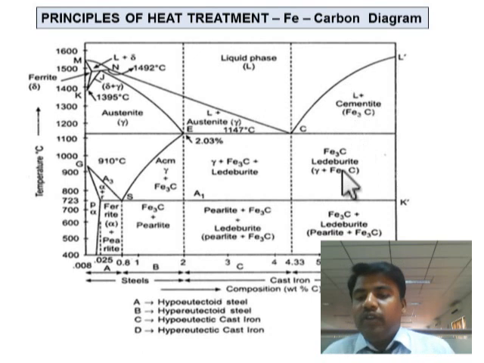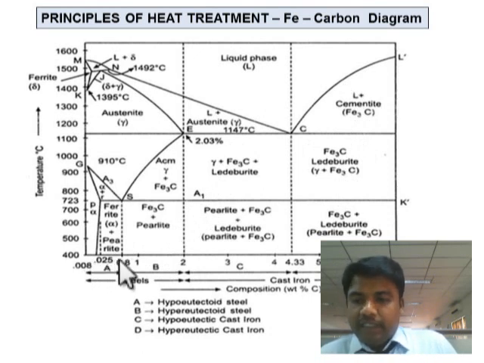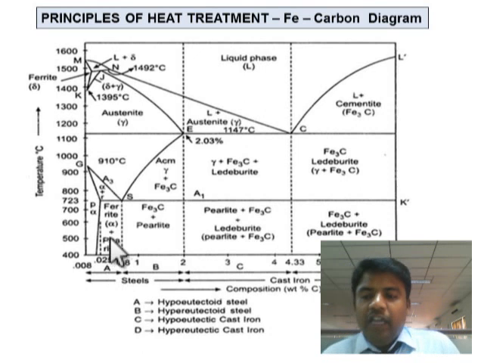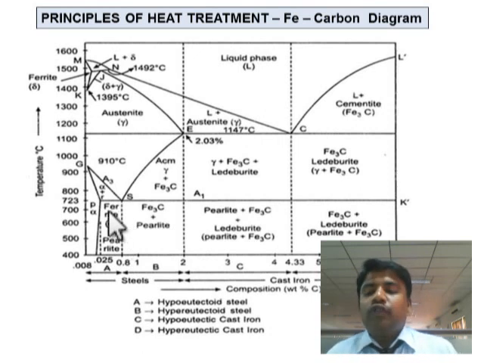Let me explain in detail. From 0.008 to 0.83%, the structure will be pearlite. Initially it is called pearlite, and when you go on heating, the structure changes to ferrite. So first you have to keep in mind that depending upon your temperature rise and your composition, your material structure keeps changing.